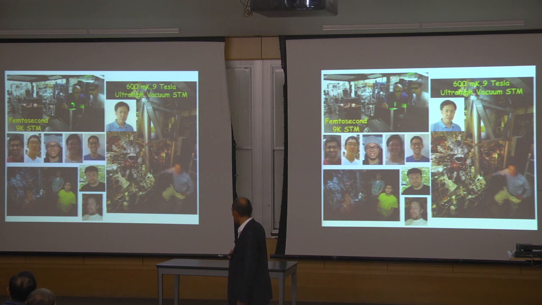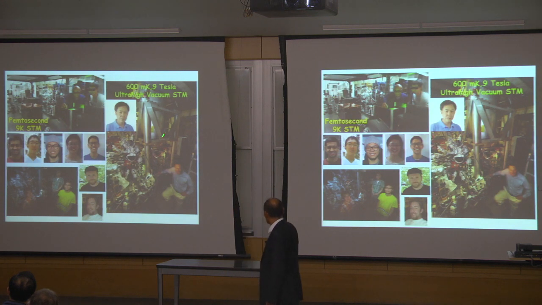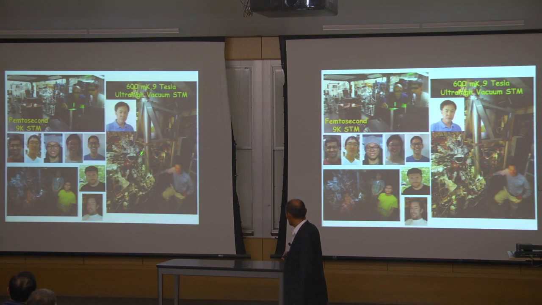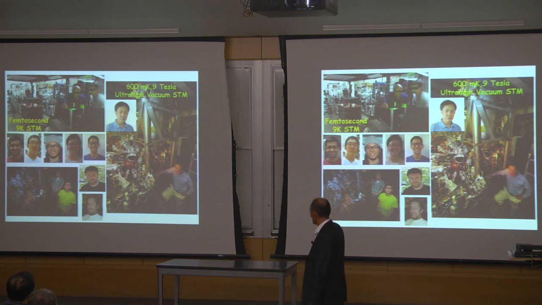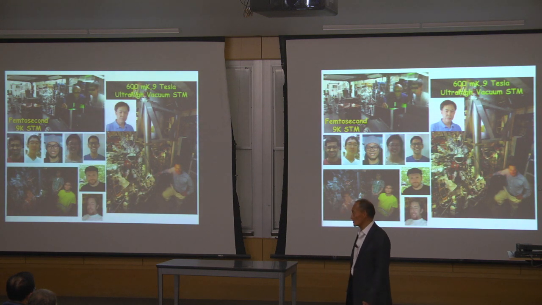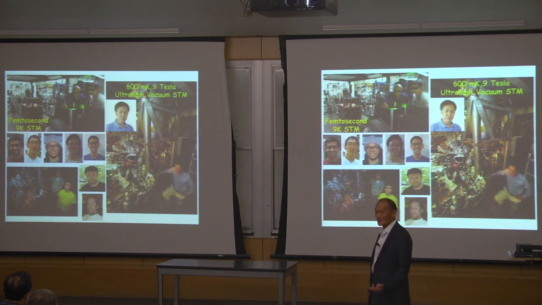Okay, so the last slide shows the various people who have done the work on the results that I presented to you, on the femtosecond laser coupled to the 9K STM, and the 600 millikelvin, 9 Tesla magnetic field STM in ultra high vacuum. For all the results that we have obtained, there is a close collaboration with my colleague Ruchan Wu, who does DFT calculations on vibrations and spin systems. Thank you.